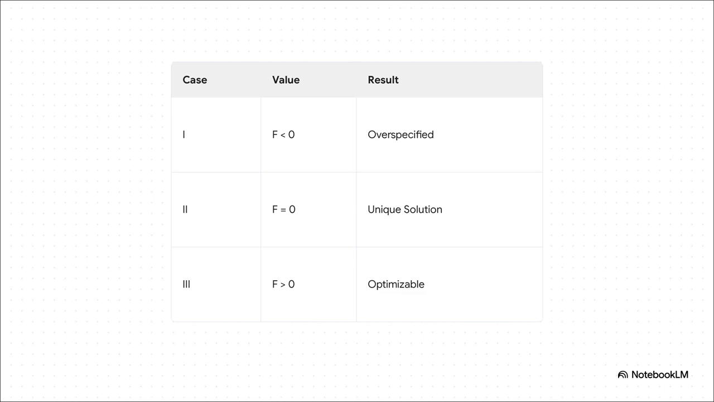But case 3 is where the magic happens. When F is greater than 0, you have extra variables that you get to choose. So the absolutely crucial point here is that case 3 is exactly where optimization mathematically lives. You have a whole set of possible solutions, and your job is to find the best one.